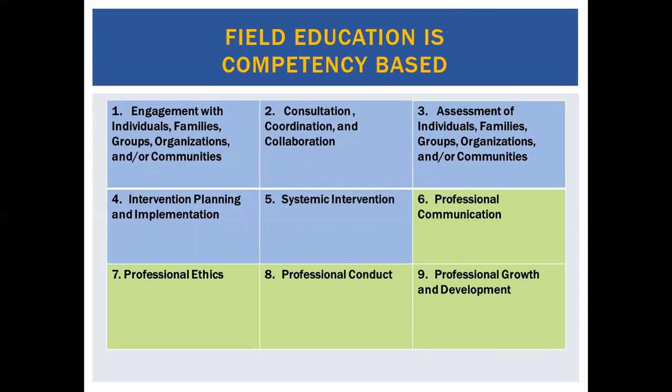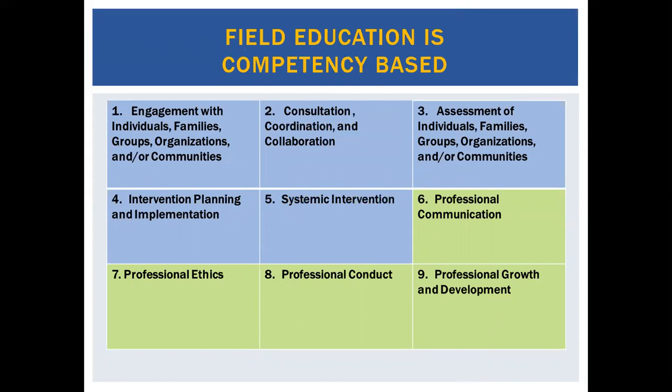The second competency is related to consultation, coordination, and collaboration. And that means working with the systems that surround your primary constituent or client system. For a micro student, if you're working with a child, it might be the child's adults. If you're working with an elder, it might be the elder's family and caregivers. If you're working with a specific team as a macro student, it might be teams that surround that team that you have to coordinate and collaborate with.